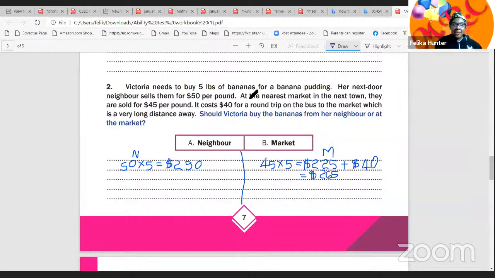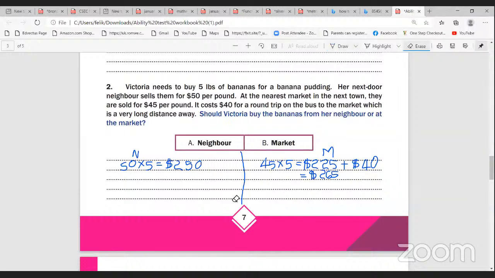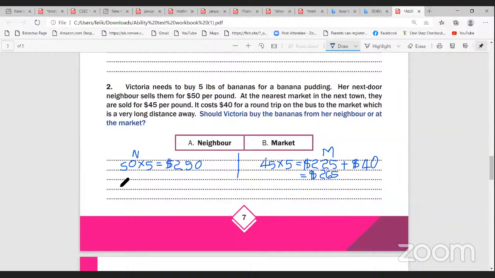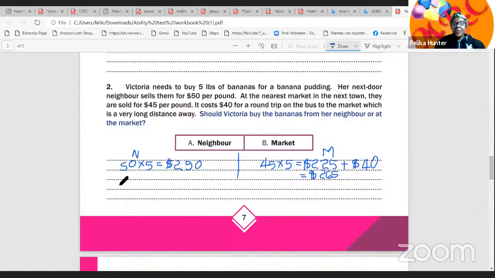This one didn't ask us for an explanation, but sometimes the question does ask you to explain or to give a reason. So we're going to write a statement for a reason. And this is practice, even though this one doesn't ask for it. So what should I write now? The question says, should Victoria buy the bananas from her neighbor or the market? So we're going to start with some information from the last part of the question. So we're going to say Victoria.